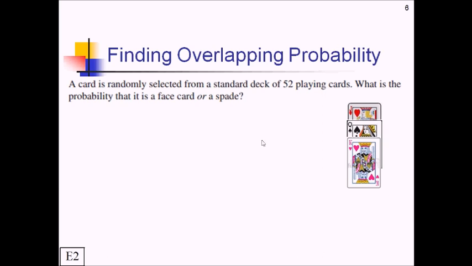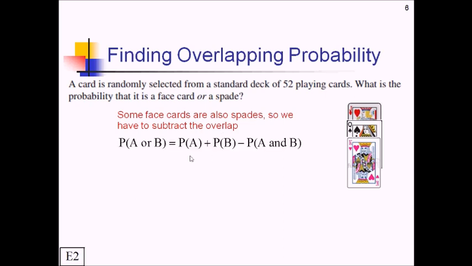Okay, so is it possible to be a face card and a spade? Definitely is. Hey, here's the Queen of Spades, a face card that is also a spade. So since it is possible to be a face card that's a spade, we have to subtract the overlapping members of that group. So we're doing this formula down here instead. P of A or B equals P of A plus P of B minus P of A and B, minus the probability that you are a spade and a face card. So let's get these individual probabilities.